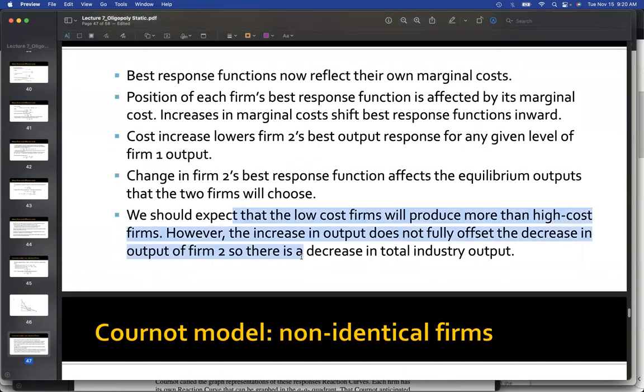We should expect that low-cost firms will produce more than high-cost firms. However, the increase in output does not fully offset the decrease in output of firm 2. So there is a decrease in total industry output.